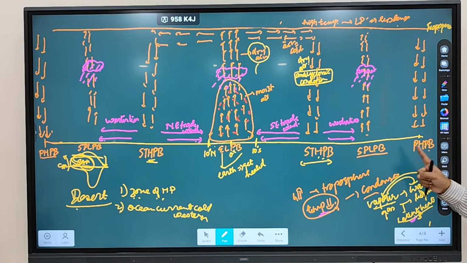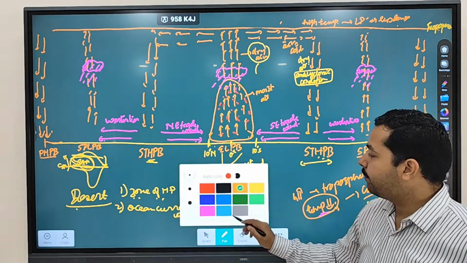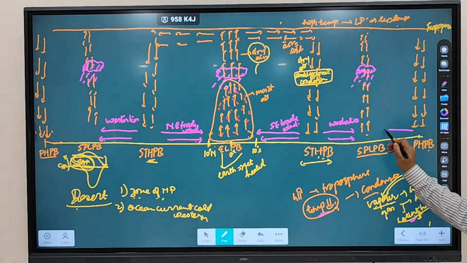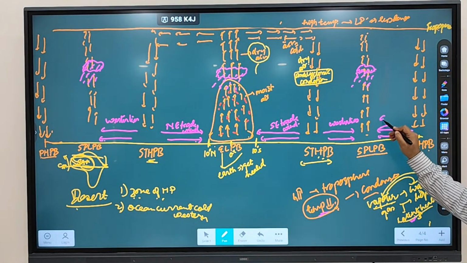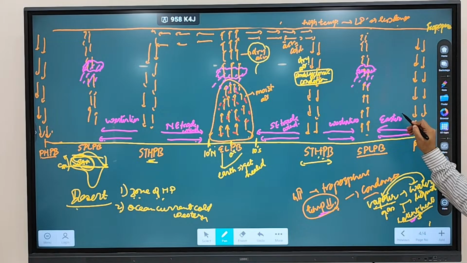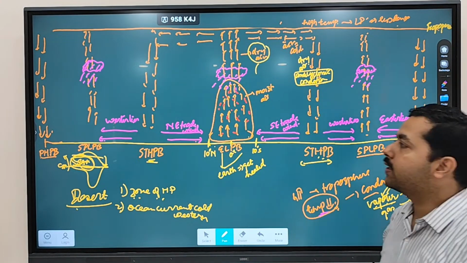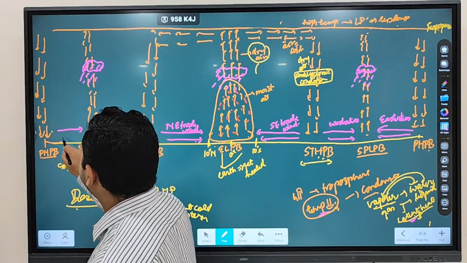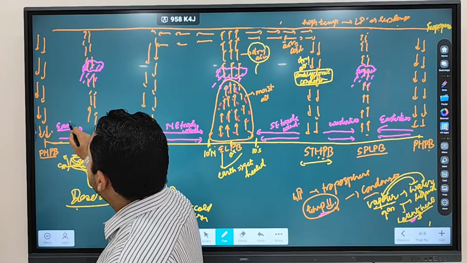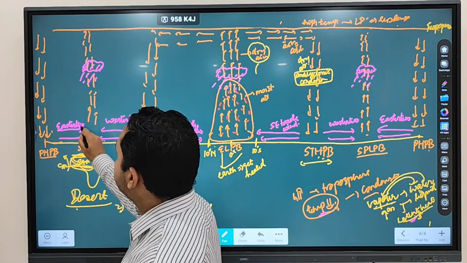Now you know that from high pressure to low pressure, a wind will blow. Now this wind is referred to as easterlies. This wind is referred to as what? Easterlies. Fine.